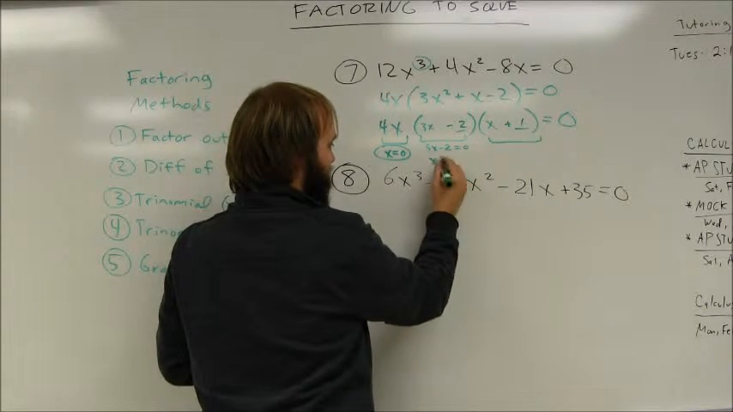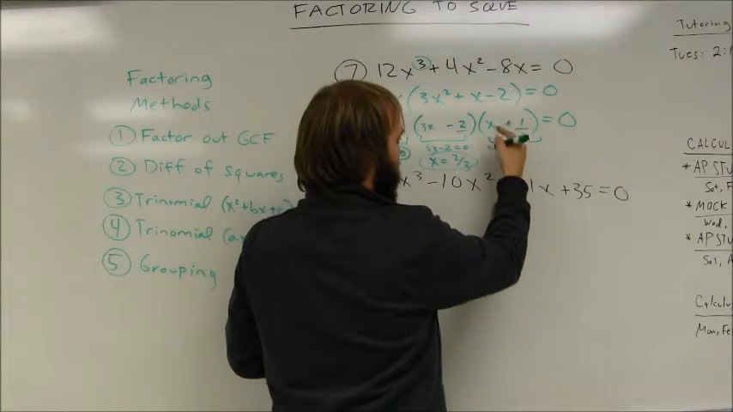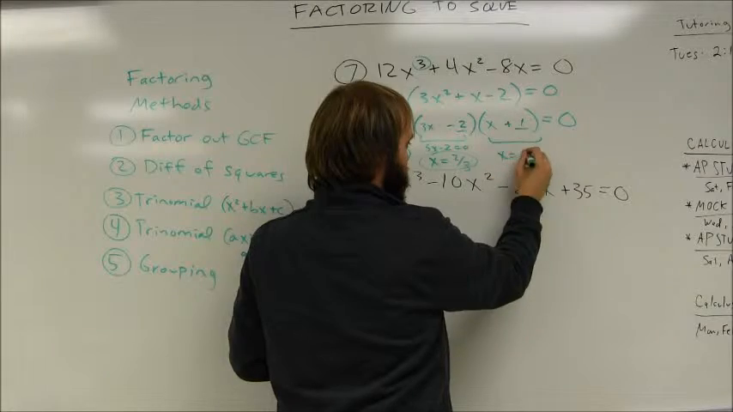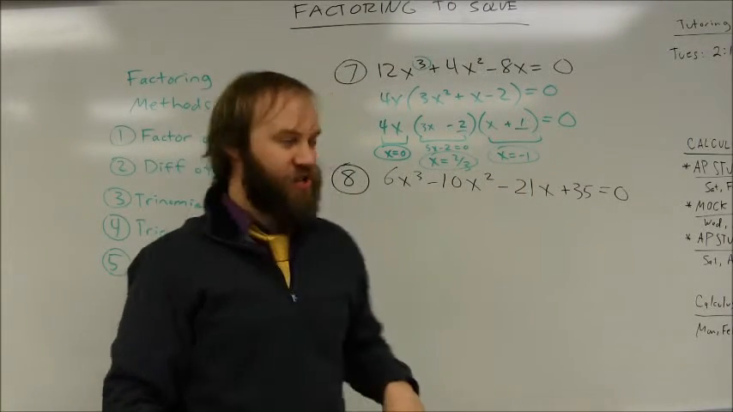Add 2 to both sides, divide by 3. Don't have a lot of room to show that, but there it is. And of course, negative 1 plus 1 is equal to 0. And those are your 3 solutions for your third degree equation.